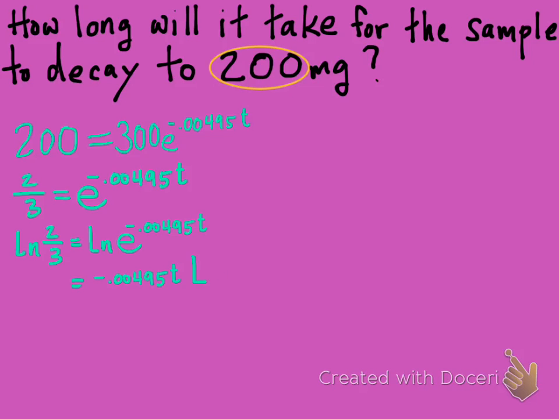I can rewrite the right-hand side, bringing the exponent down as a coefficient of the natural log of e. Here's where a really nice thing happens, because the natural log of e equals 1, so it just disappears. So we've got the natural log of 2/3 equaling negative 0.00495t, approximately. All we have to do to solve for t is divide. We take that natural log, divide by that number, and we get t is approximately 82 days. About 81.9 days.